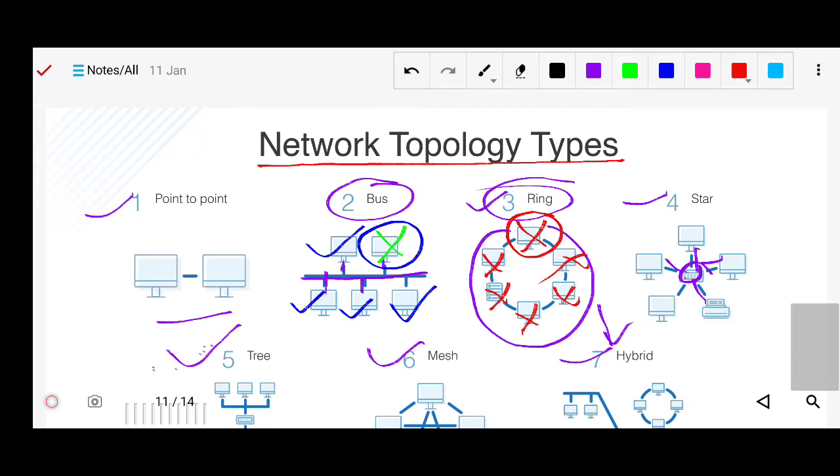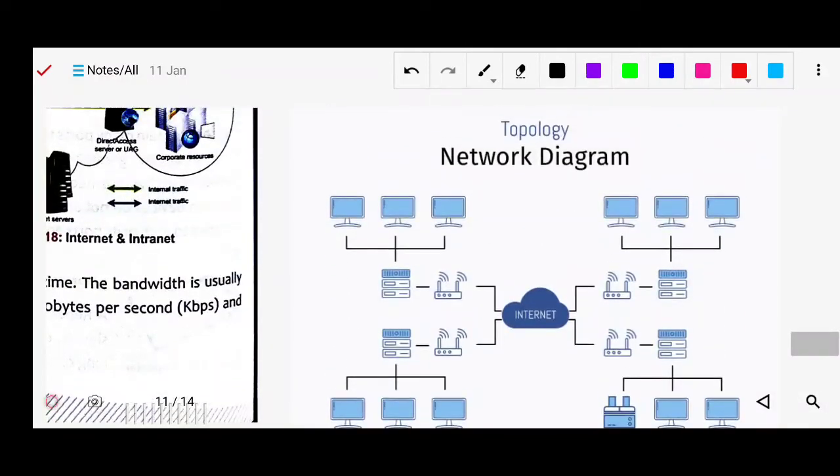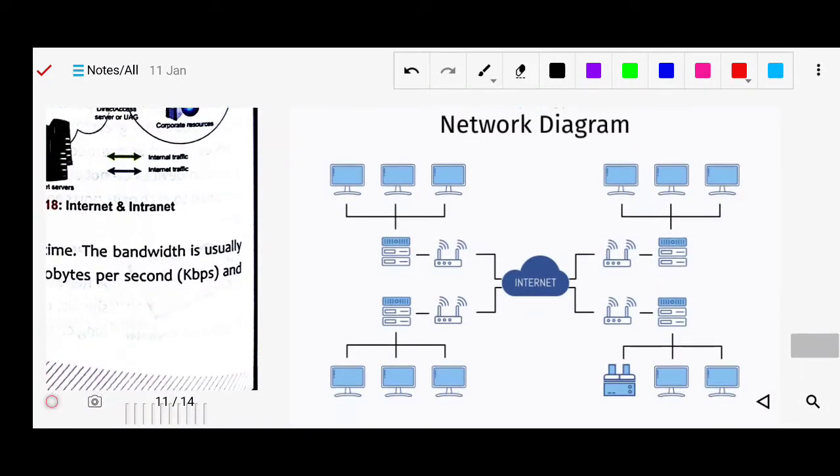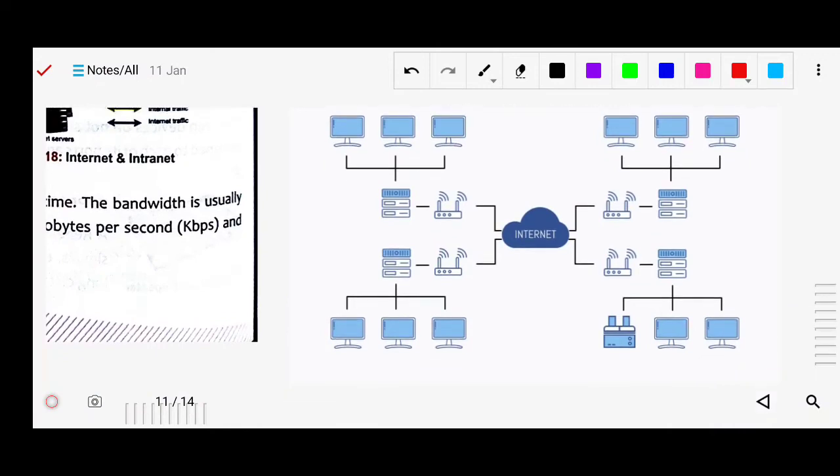You can see in this topology network diagram how the network is connected through the internet, how the devices are connected, and how the LAN and WAN connections are there.